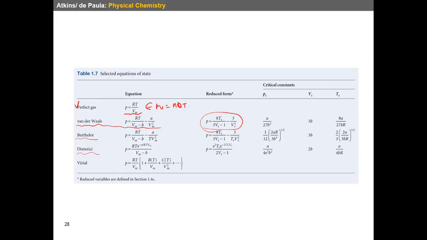equations, but we will not cover these two in this class. I just want to give some examples, and we know the Virial equation. So we have these two things. Okay, so this is the point.